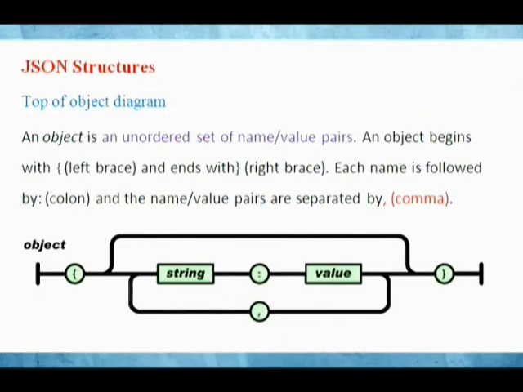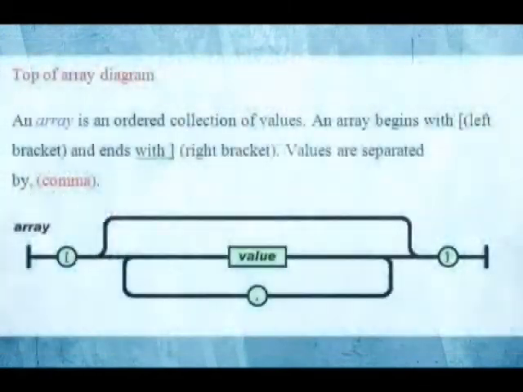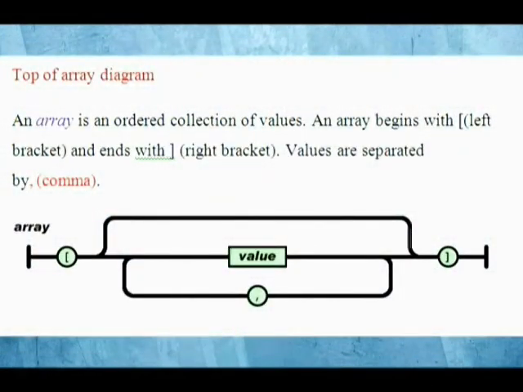JSON structures. Top of object diagram. An object is an unordered set of name-value pairs. An object begins with a left brace and ends with a right brace. Each name is followed by a colon, and the name-value pairs are separated by a comma.